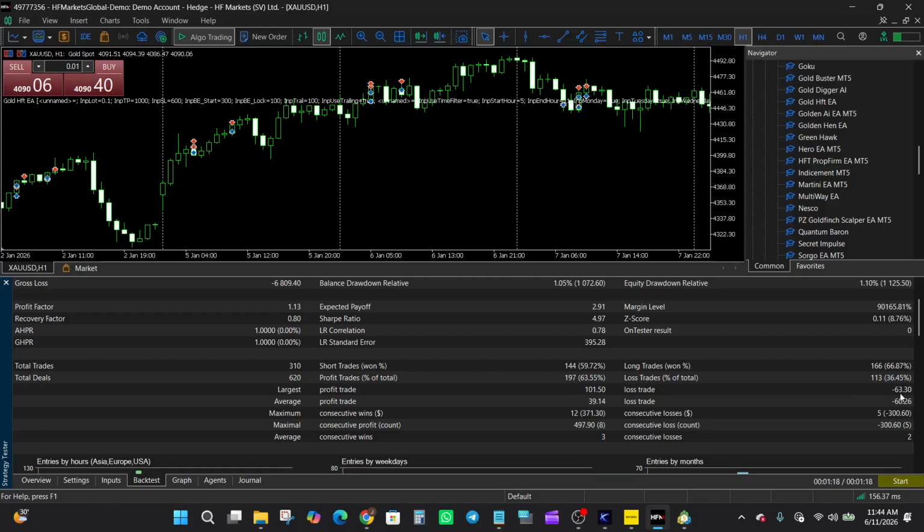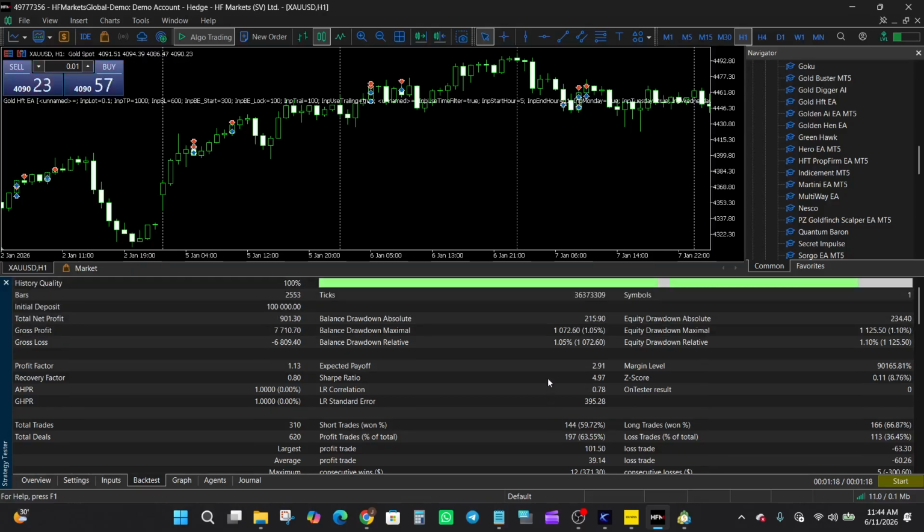The largest profit was 101.5. Largest loss was 63.3. Average profit 39.14. Average loss 60.26. So that shows us that the risk to reward ratio on average is bad, because we can see that the average loss is bigger than the average profit by around 50% or a little bit more.